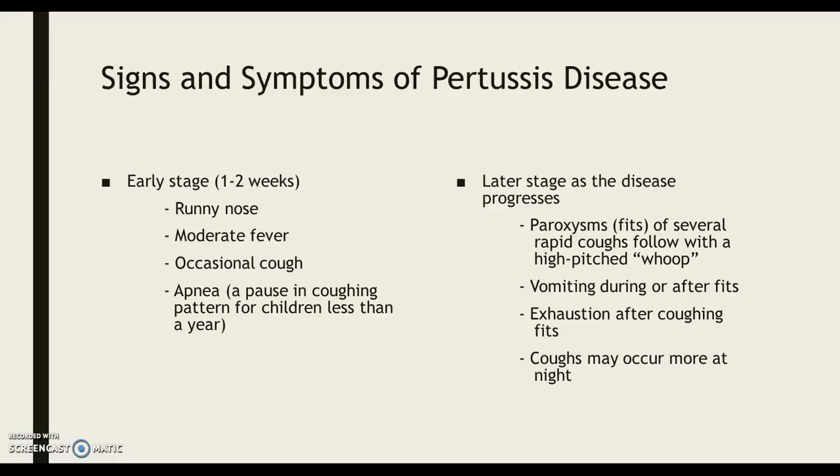Pertussis is most dangerous for babies. About half of babies younger than 1 year who get the disease need care in the hospital. Later stage: paroxysm, or what we call fits, of several rapid coughs, followed with a high-pitched whoop sound, vomiting during or after fits, exhaustion after coughing fits. Coughs may occur more at night.